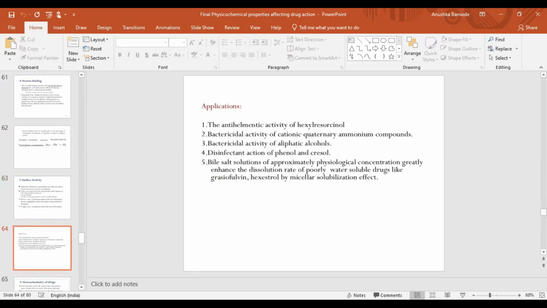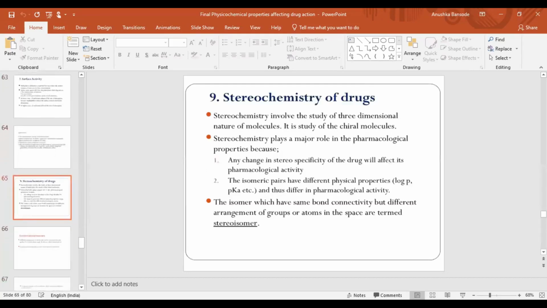Applications: the antihelmintic activity of hexyl resorcinol was studied by the surface activity, bactericidal activity of cationic quaternary ammonium compounds, bactericidal activity of aliphatic alcohol, disinfectant actions of phenol and cresols, and bile salt solutions of approximately physiological concentration greatly enhance the dissolution rate of poorly water-soluble drugs like griseofulvin and hexestrol by micellar solubilization effect.